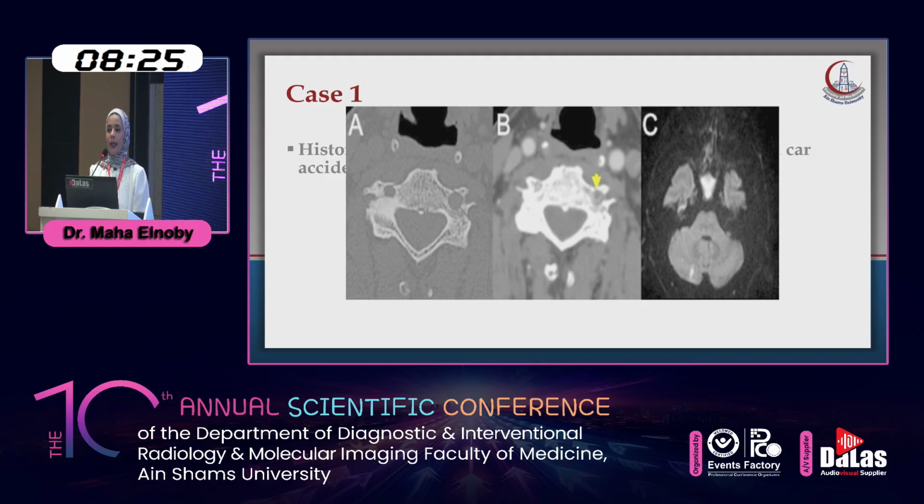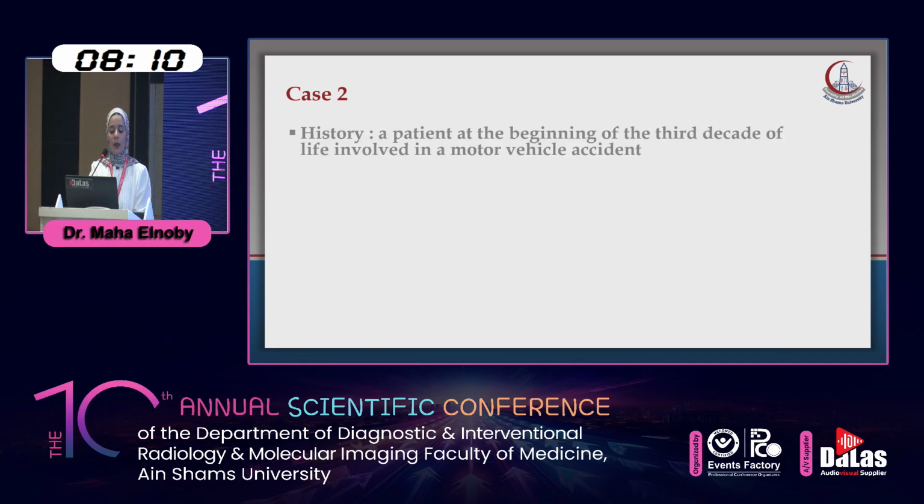When the patient had an MRI, we saw a tiny area of diffusion restriction in the right cerebellum, which indicates an embolic origin from the left vertebral artery, which was occluded. Grade 2. Case number 2: history of a patient at the beginning of the 3rd decade of life, also involved in a car vehicle accident.